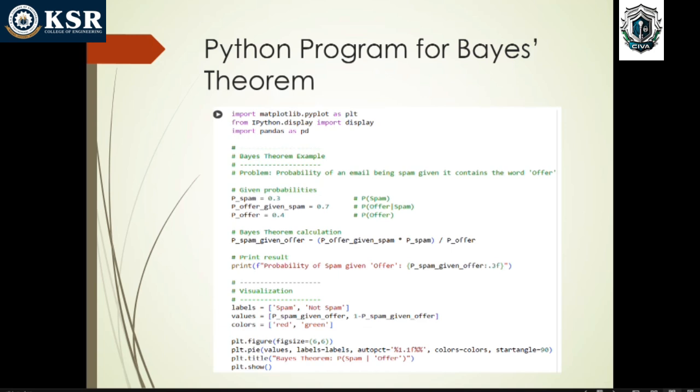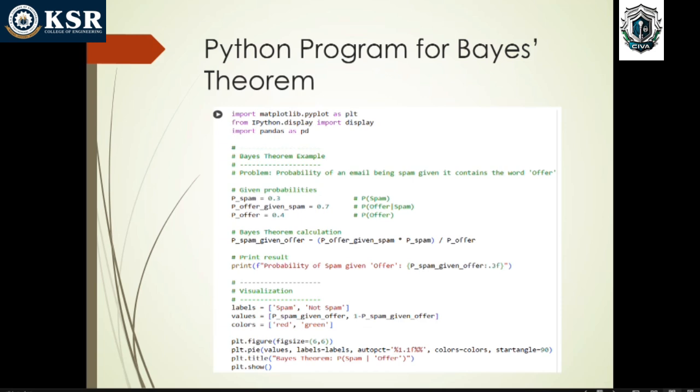Now I give the data: the probability of spam is 0.3, the probability of offer given spam is 0.7, and the probability of offer is 0.4. I want to find the probability of spam given offer, so I use the same formula with the data I gave. I use this formula and display it. The .3f format holds the data, so after the decimal point it only considers 3 digits.